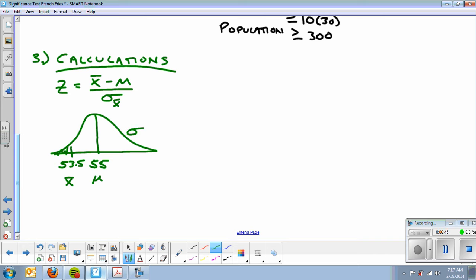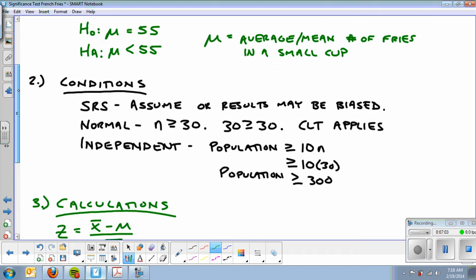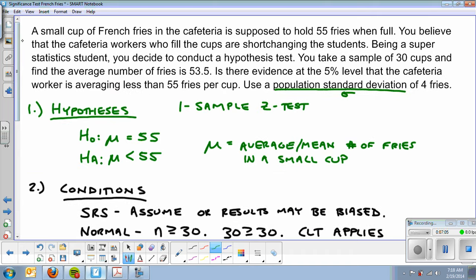We have to recalculate the standard deviation of x bar using, of course, the formula sigma over the square root of n. So our standard deviation was 4 divided by the square root of 30. And again, these numbers I'm just writing here because I have them, oddly enough, memorized. But they're coming from up here.